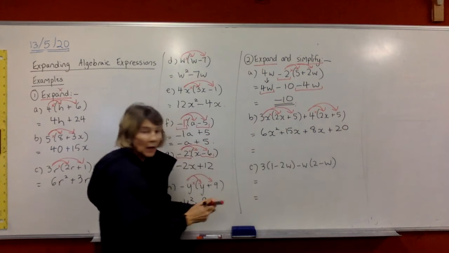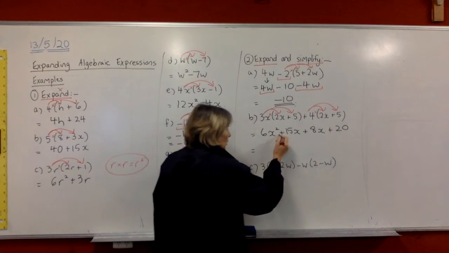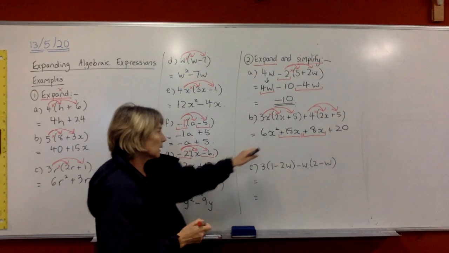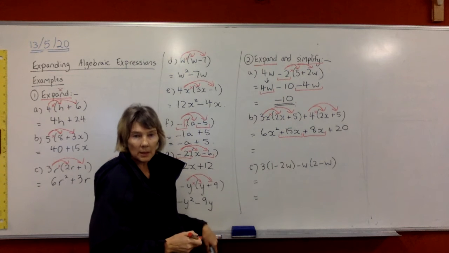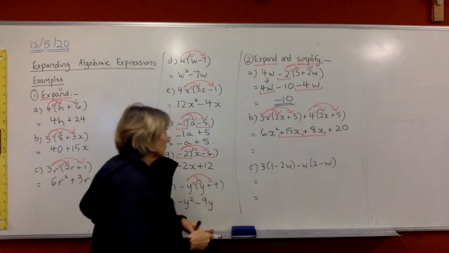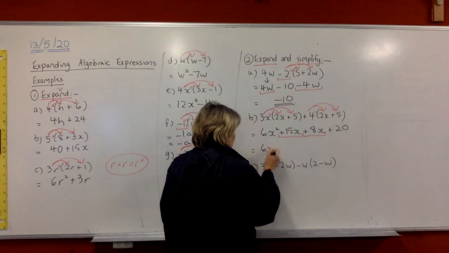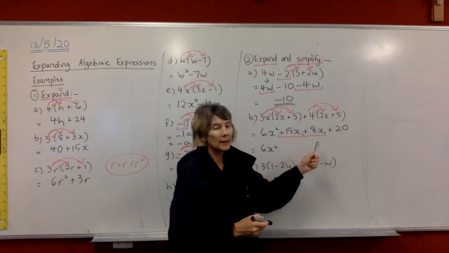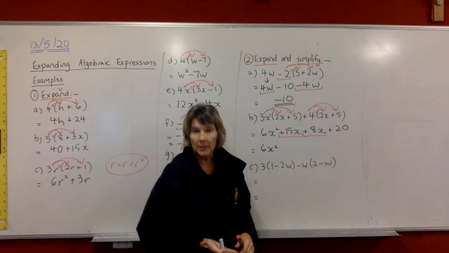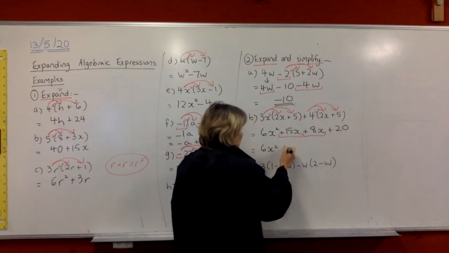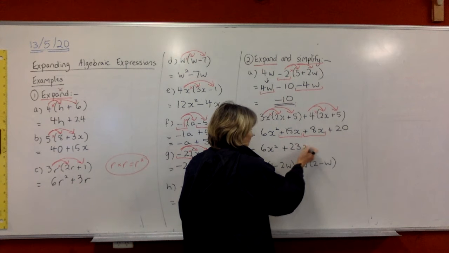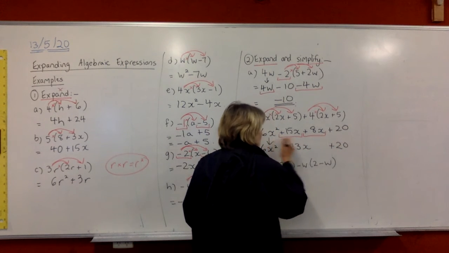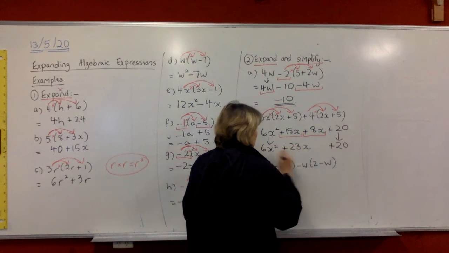So now we're looking for like terms. These terms are the only ones that are like terms. You can't collect the x squared with anything else unless there's another x squared, and there isn't. So we're going to just copy the 6x squared down. Then we're going to do plus 15x plus 8x. So just do plus 15 plus 8 on your calculator, and that gives you plus 23. And put the x on the end. And then we copy down the plus 20 from up there. So these two just get copied. And this is the collecting of the x's.